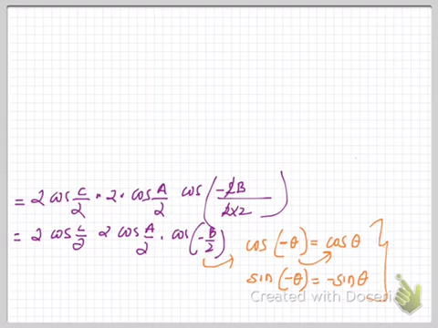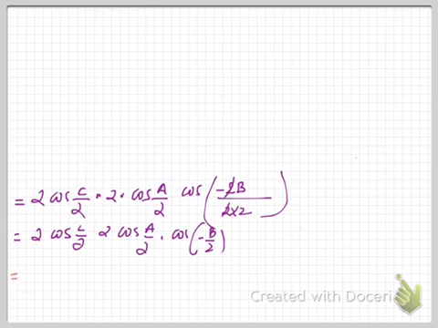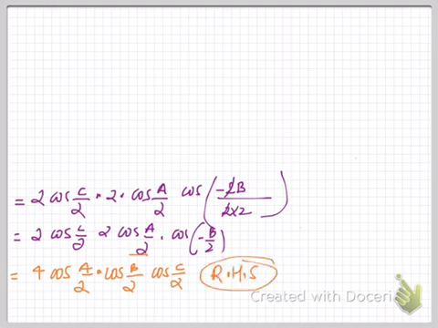It's very important. So finally what we can write is 2 dot 2 is 4. So I'm going to write cos A by 2 first in sequence, and then cos B by 2 dot cos C by 2. And this is our right hand side of the equation. This is what we had to prove.